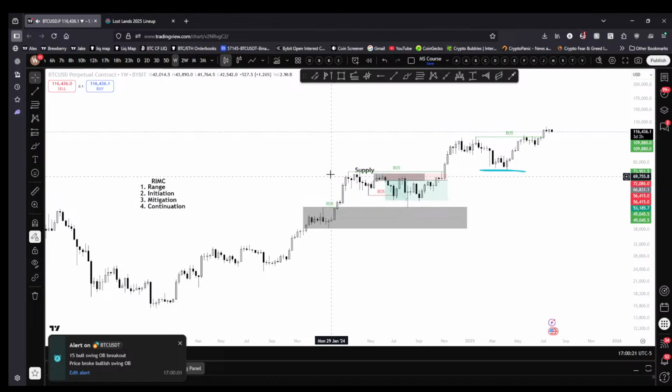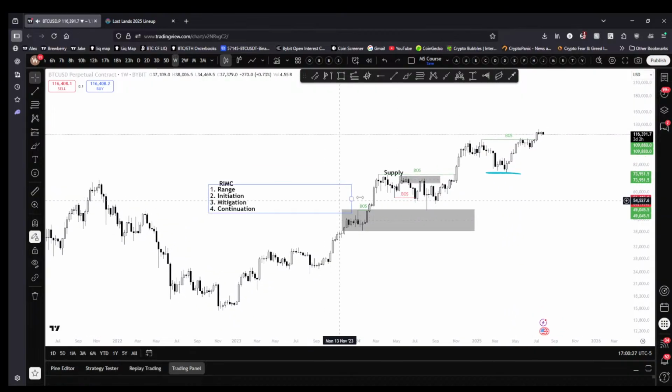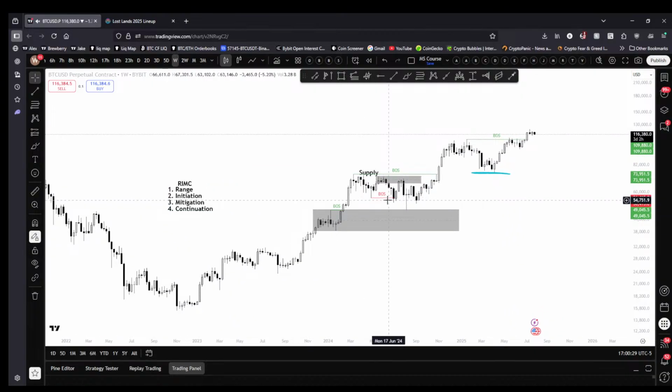Okay. So yes, you can enter on break of structure continuations as well. When the price creates a new strong low or strong high, depending on if you're in an uptrend or downtrend, you would be moving your stop loss to that new strong low or that new strong high.